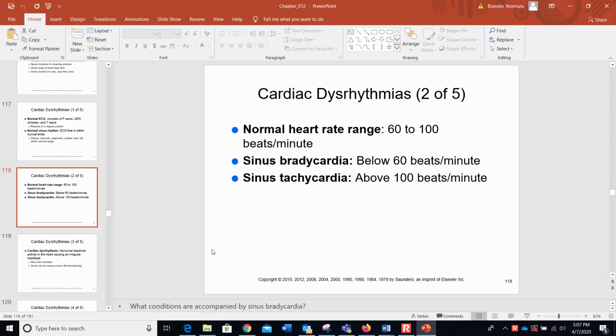So what is going to decide what is a normal range? We have to look at some of these terms that describe that. So we have a normal heart rate. Remember, that's going to be between 60 and 100 beats per minute. We have sinus bradycardia. Remember, brady is slow, so this is going to be below 60 beats per minute. And then tachycardia is going to be above 100 beats per minute. So if we have a normal rhythm but our rate is too high or too low, we would have sinus bradycardia or tachycardia, but a normal rhythm.